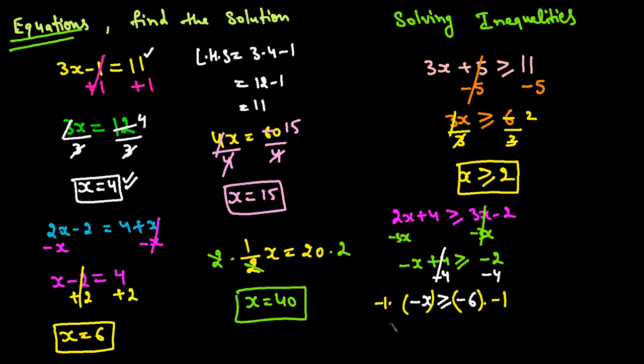Multiply by negative 1. And there is a rule in inequalities: whenever you multiply or divide an inequality by a negative number, you need to flip the inequality symbol. For example, in this case, when we multiply the left by negative 1, negative 1 multiplied by negative x gives me x, but this symbol will be flipped, so it will be less than or equal to 6. That is the answer. Instead of greater than or equal to, it will be less than or equal to. Whenever you multiply or divide by a negative number, flip the inequality symbol. Okay, good.